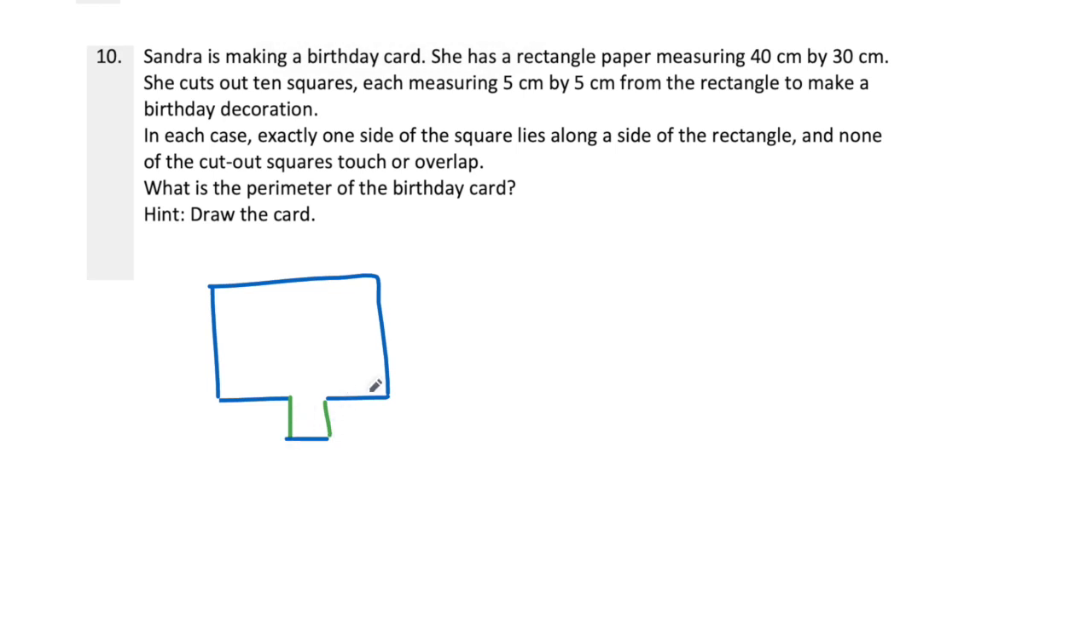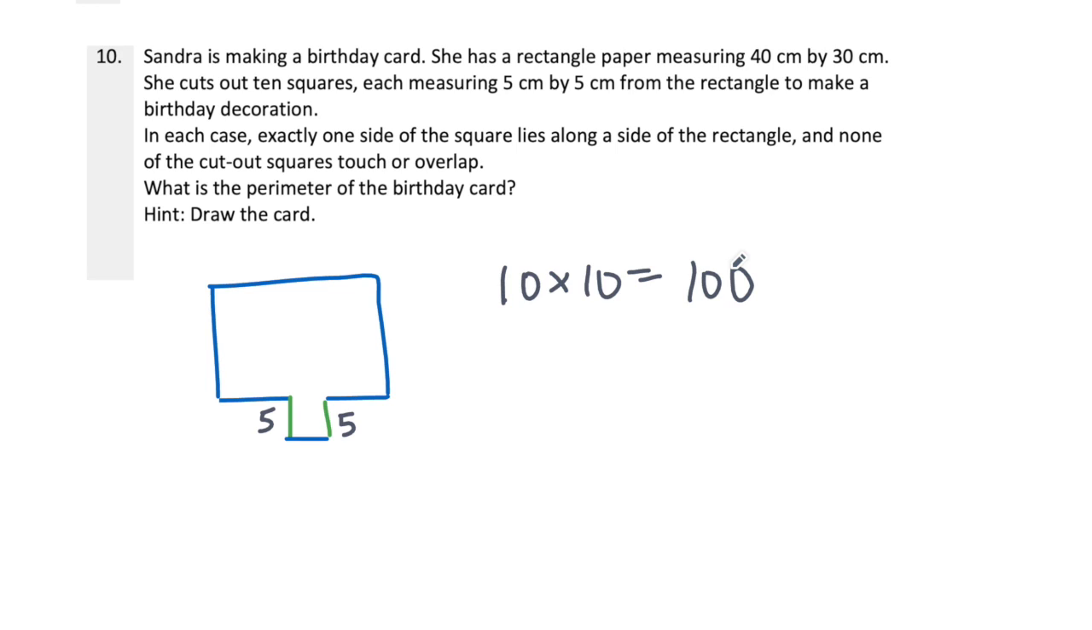The blue represents the original perimeter while the green represents the new perimeter. Since the square is a 5 by 5, we know that each of these sides is 5 centimeters. That means the total amount of perimeter added from each of these new squares is 10 centimeters, and since 10 of these squares are added, the total amount of new perimeter added is 10 times 10, which is 100 centimeters.